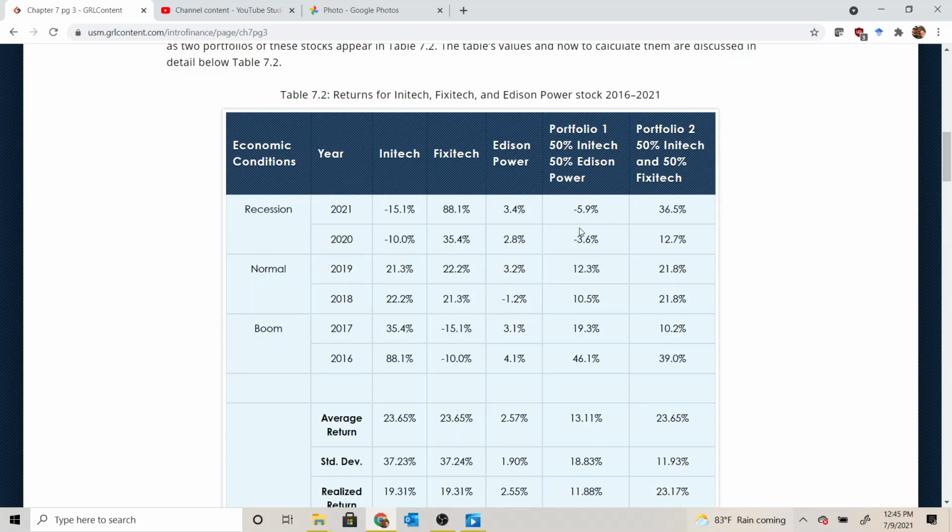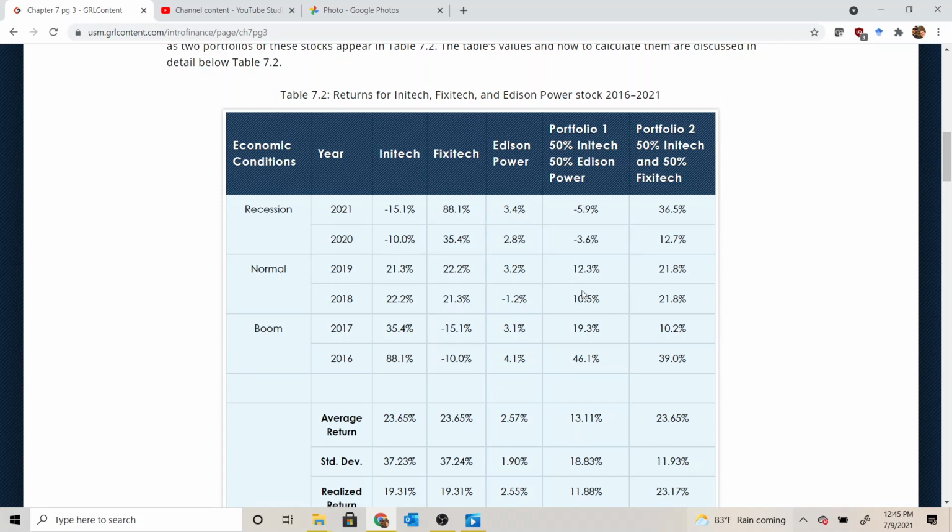The return on our portfolio, if we do that, is just a weighted average of the returns for the individual assets. So to get this minus 5.9%, what we do is take 0.5 times 15.1%, so 0.5 for 50%, so half of our value is in Initech, so 0.5 times Initech's return, and then add to that 0.5 times Edison Power's return. We just add those two together, and we get a minus 5.9% for the portfolio. So there's no change there. It's just a weighted average to calculate the return on the portfolio of two different stocks.